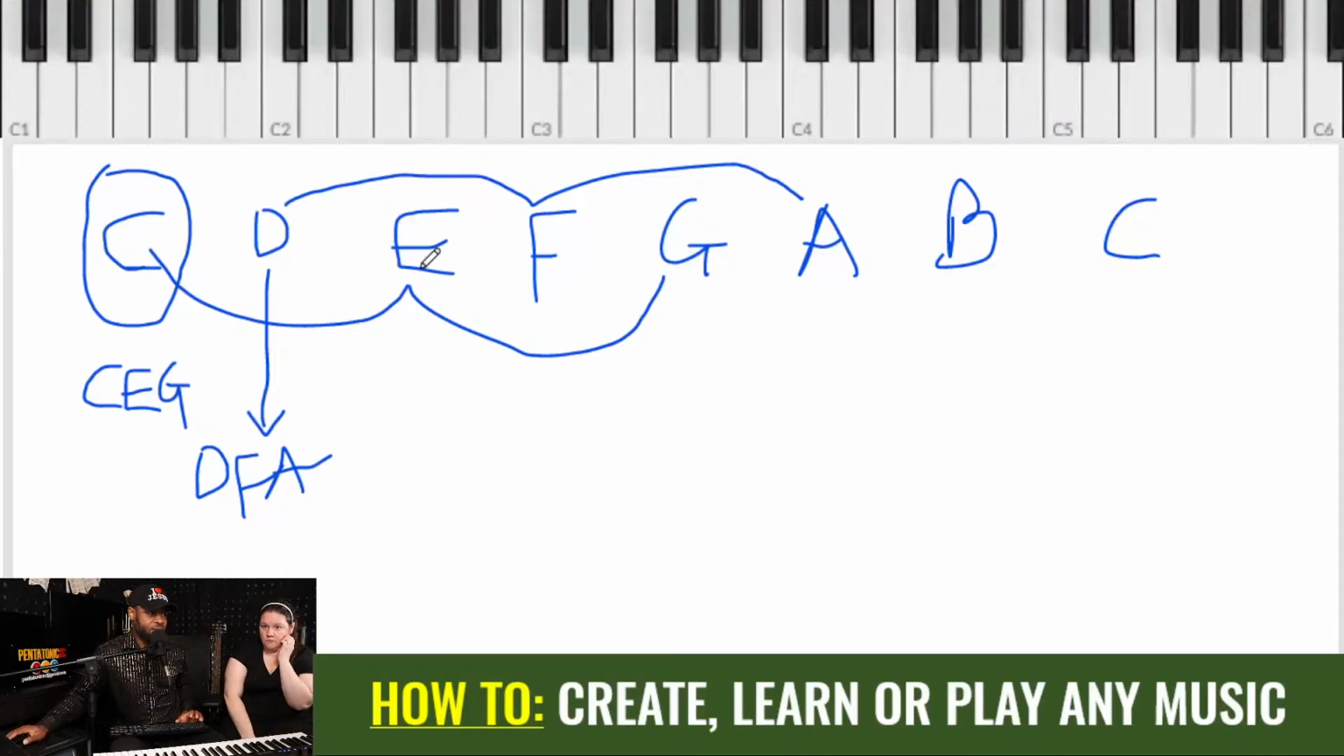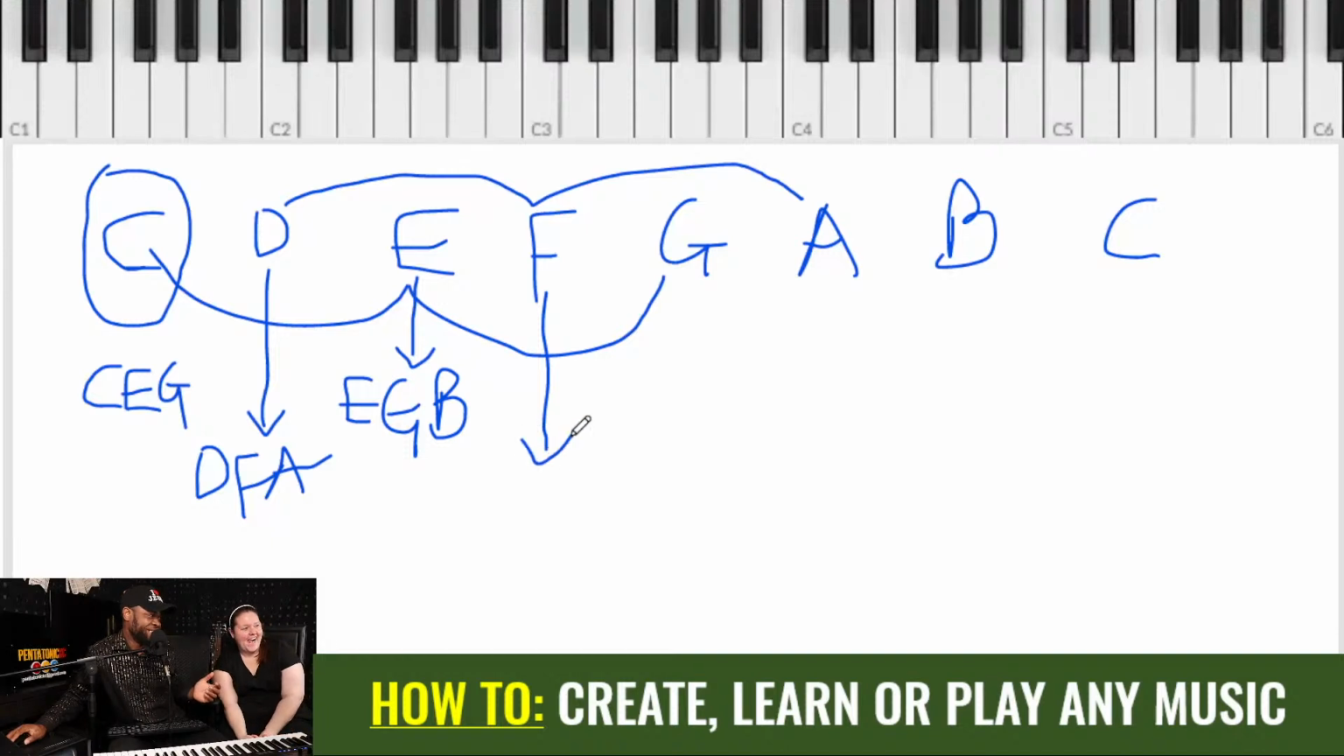All right. So what would be your answer if we're building for E? E, G, B. So what would be your answer for F? F, A, C.